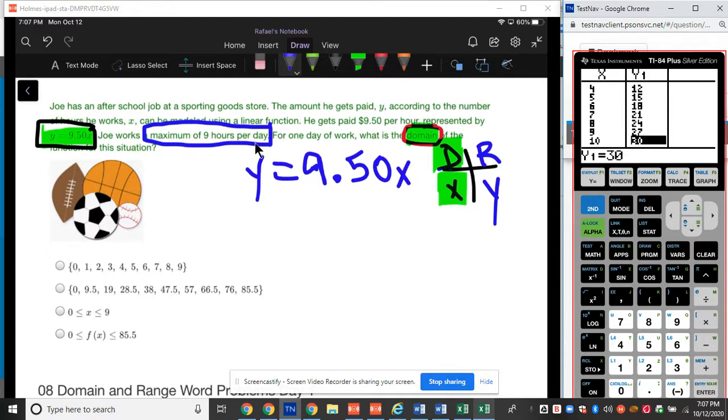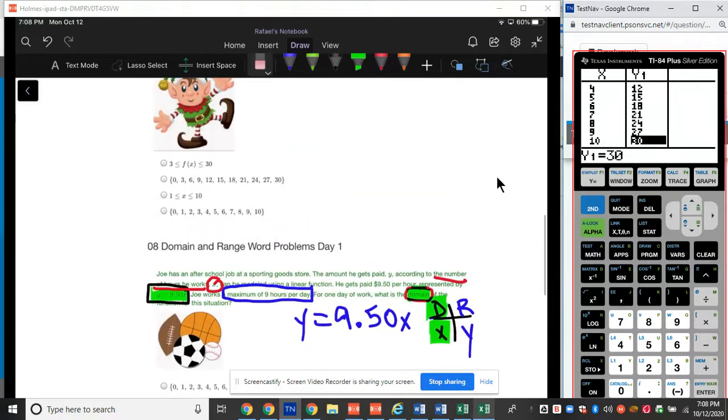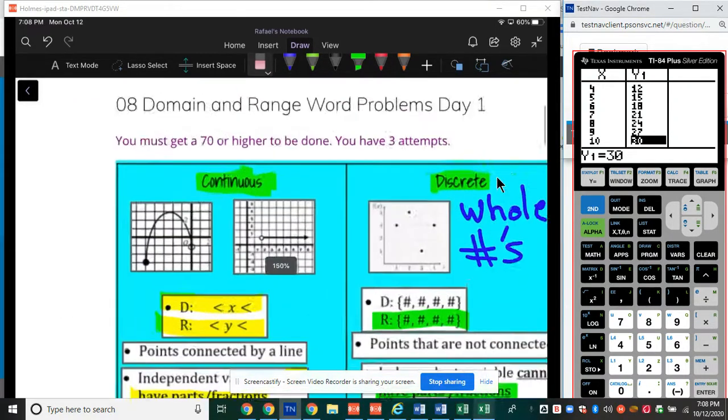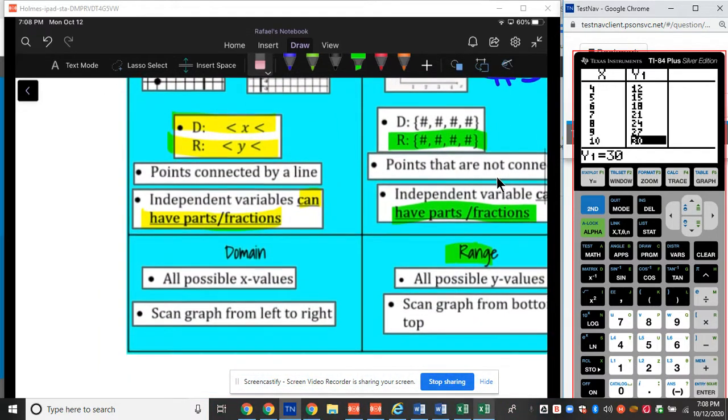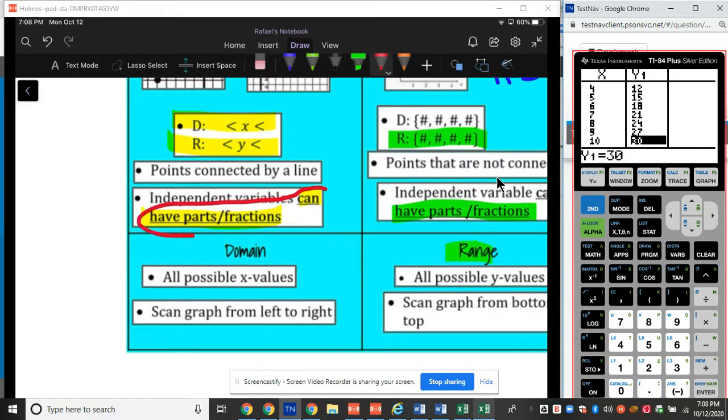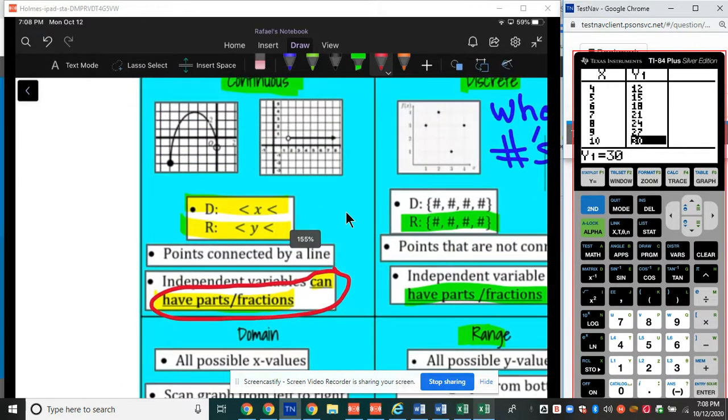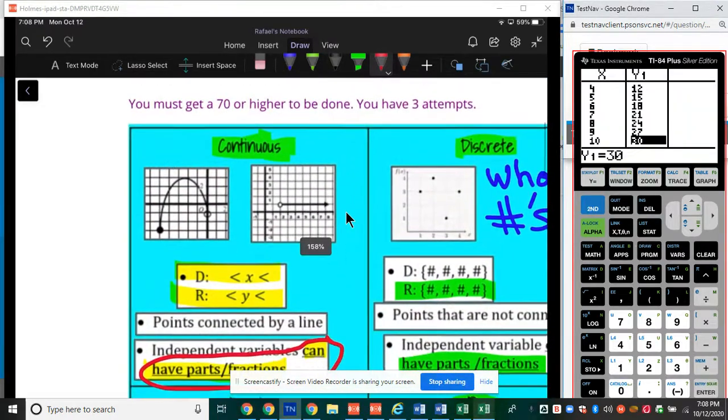Continuous or discrete? Okay, so X represents the number of hours he works. So X is the number of hours that Joe works. Whenever we're talking about time, hours and minutes, that means it can be continuous because we can have parts of fractions. We can have half an hour. We can have 3/4 of an hour. So we're going to use a continuous domain right here.